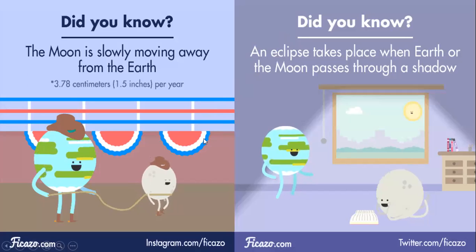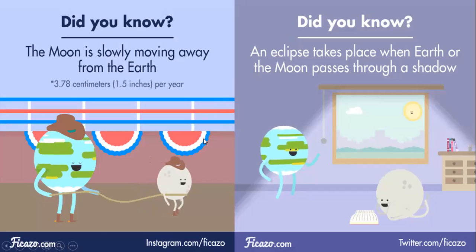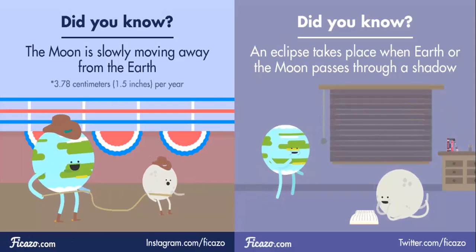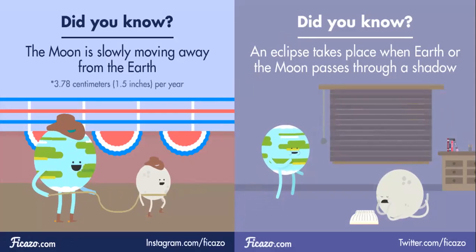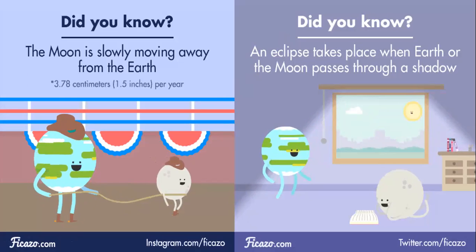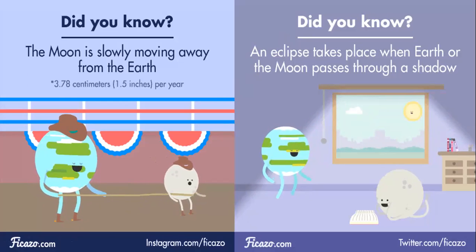Okay, now let's come to the next topic. The moon is slowly moving away from the earth, at 3.7 centimeters or 1.5 inches per year. And another fact: an eclipse takes place when the earth or the moon passes through a shadow.